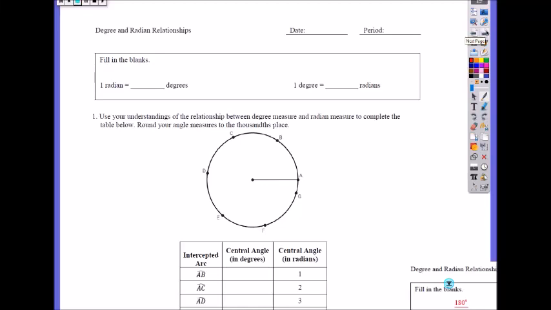When you are converting radian into degrees, you have to multiply by 180 degrees over pi all the time. When you're converting from degrees to radian, guess what you have to multiply? You have to multiply by pi over 180.